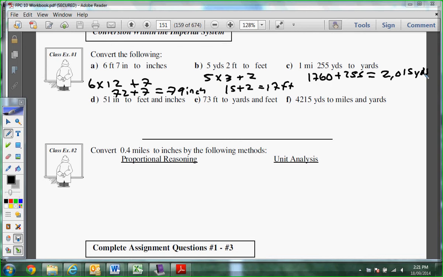All right, 51 inches to feet and inches. It's kind of like having a remainder. You're going to see how many times 12 goes into 51. 4 times, so it's going to be 4 feet, which is 48. How much is left? 3 inches.